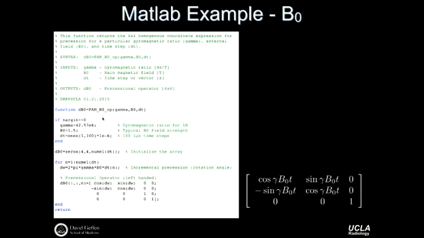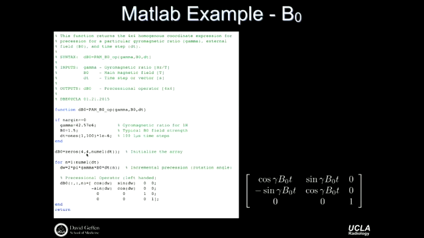This is our B0 operator. It takes as inputs gamma, B0, and DT, just like the matrix expressions that we've been working with. If you don't hand it any arguments, it defines things for you. It defines gamma, B0, and DT. That's what this nargin means. If the number of input arguments is 0, then define some things. And then we're just going to initialize an array.